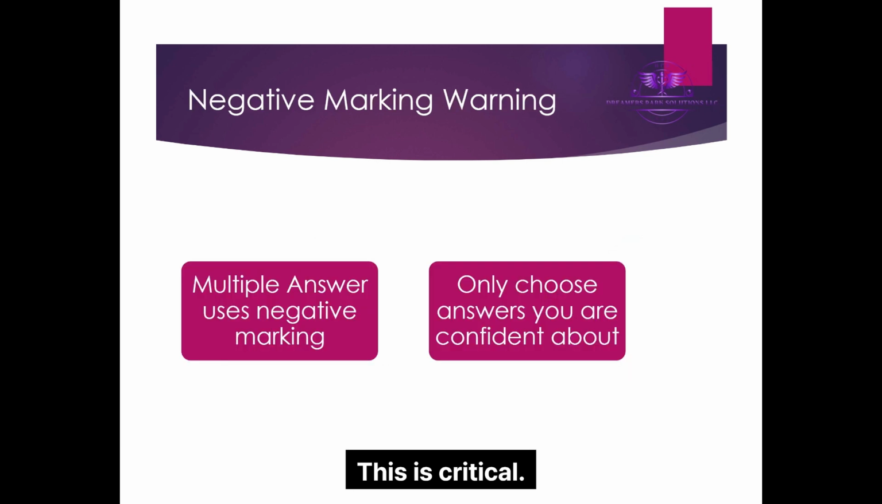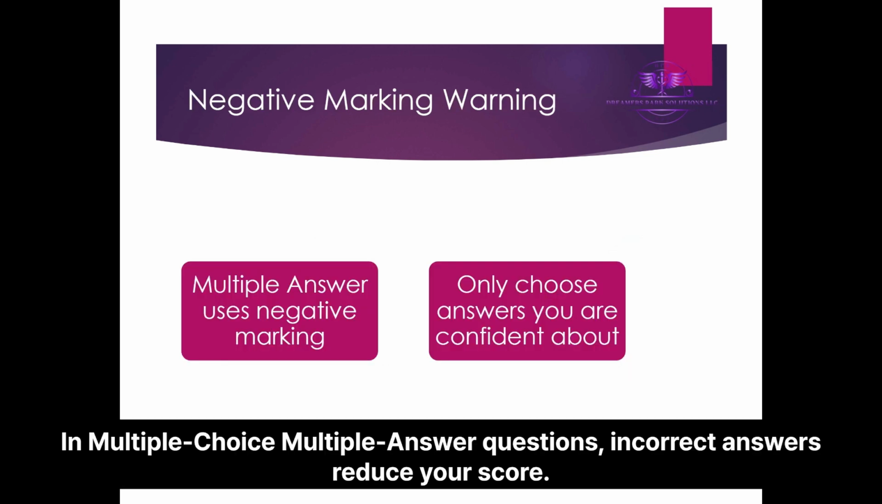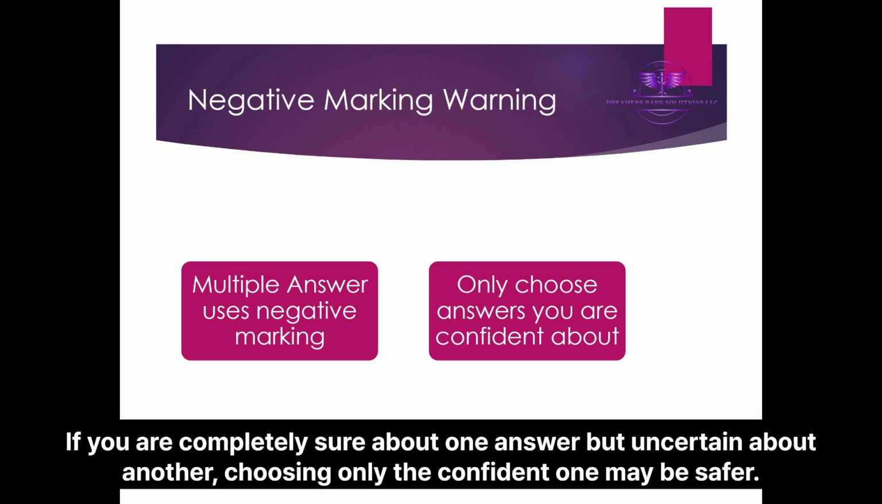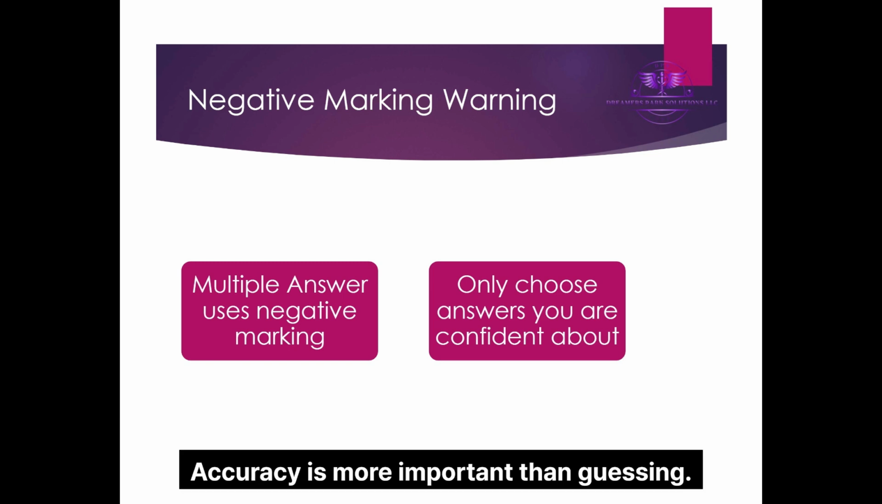This is critical. In multiple choice multiple answer questions, incorrect answers reduce your score. If you are completely sure about one answer but uncertain about another, choosing only the confident one may be safer. Accuracy is more important than guessing.